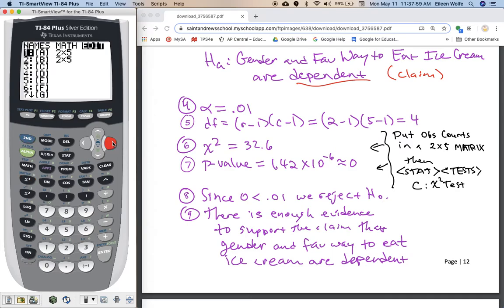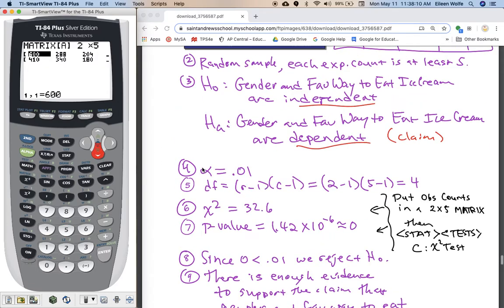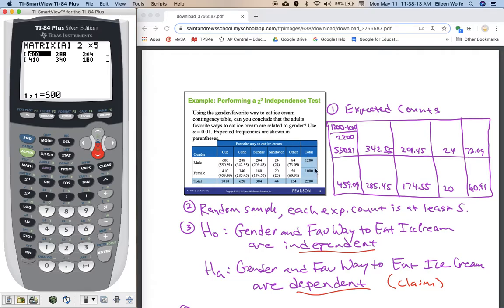You go over to the editor. You say that there are 2 rows and 5 columns. If you've never used this before, yours probably says 1 by 1. Once you have it, you then go just to the observed counts, not the totals you put in the margin, just the data. None of the expected frequencies, just the observed. So mine's already filled in, but you would type 600, press enter, keep going across row 1, type 288, press enter, 204, press enter, 24, and then the final entry in row 1 is 84.